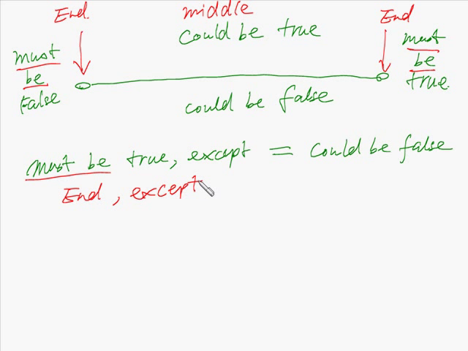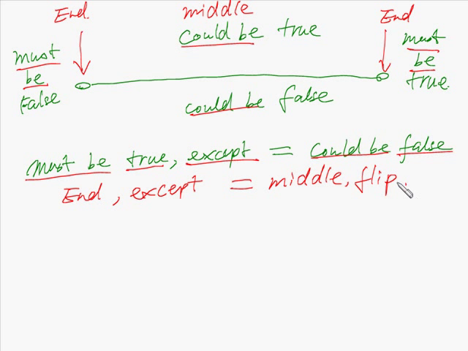Except. Right? I just simply moved the except down here. And that equals could be. And could be is what? Could be is the middle. So that means it is the middle. But here I had true before, and here we have false afterwards. I see. So we need to flip the truth to the false. So we need to flip.